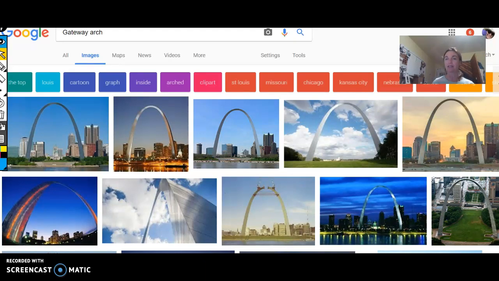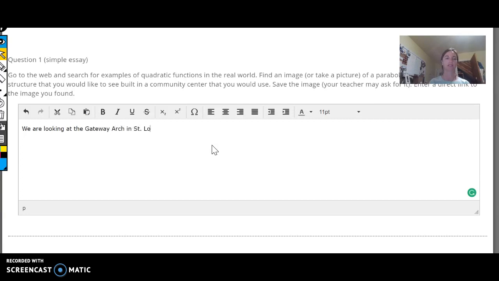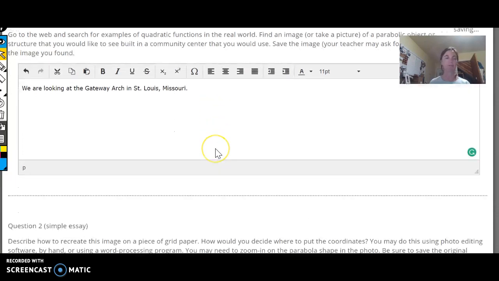So what we're going to type in the first box there is that we are looking at the Gateway Arch in St. Louis, Missouri. Okay, spelled it all right.